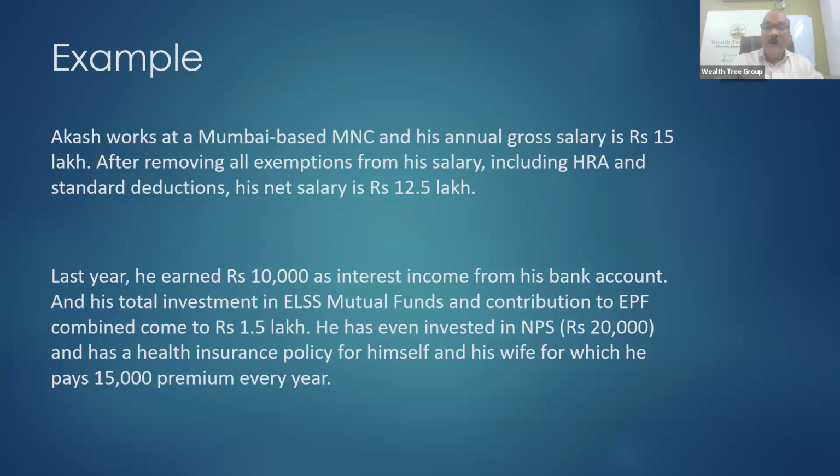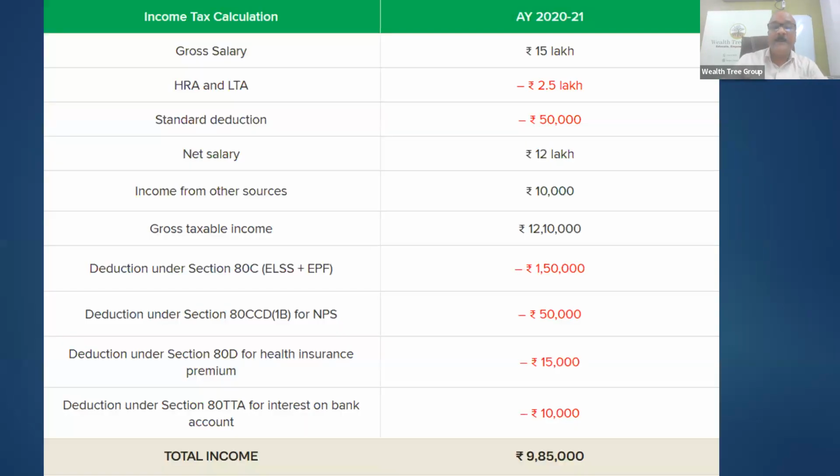Yeah, so this is the example we will see. First of all, his gross salary is 15 lakhs. HRA, LTA and other exemptions, around 2.5 lakhs, are removed, and the standard deduction of 50,000 is allowed, so net salary is 12 lakhs. I forgot to tell you, there is a standard deduction of 50,000.